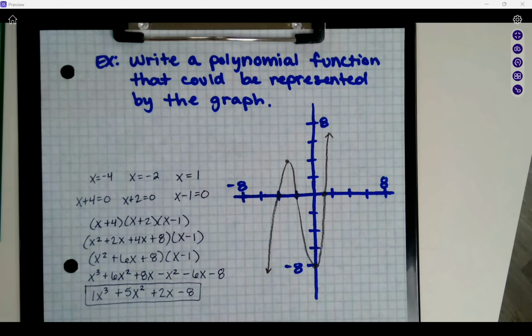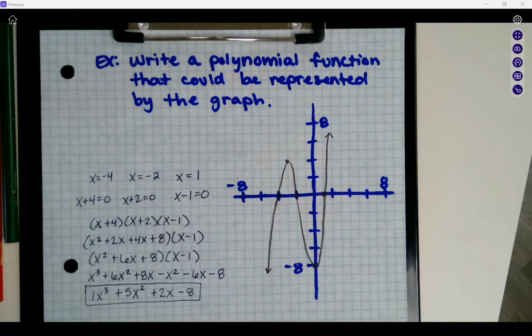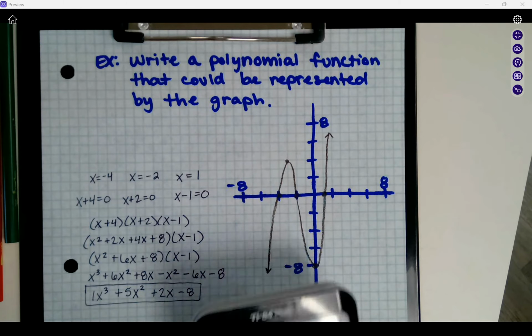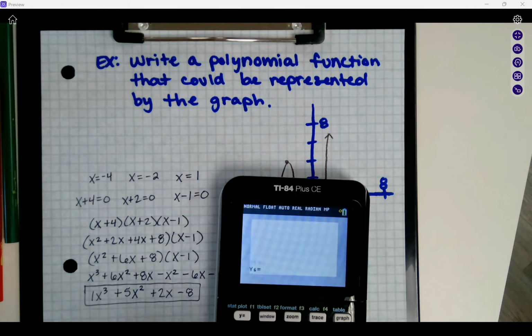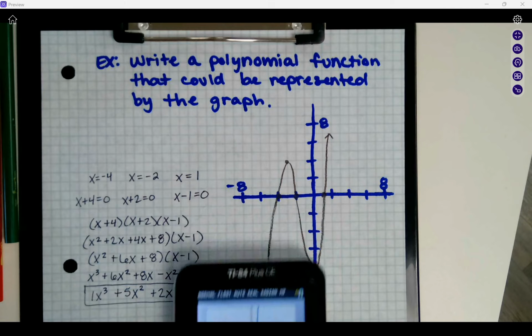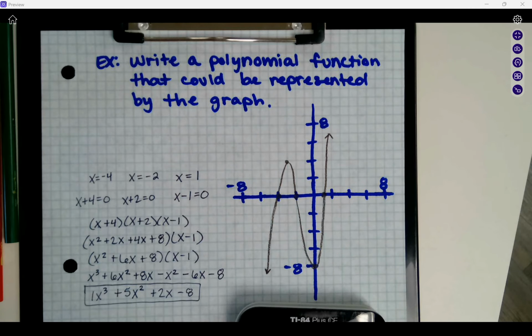And again, I'm going to go ahead and type it into my calculator to make sure that it is correct. Okay, so I did go ahead and type that function into my calculator. I'm going to press graph. And you can see that my zeros match what was given in this graph at the start of the problem.